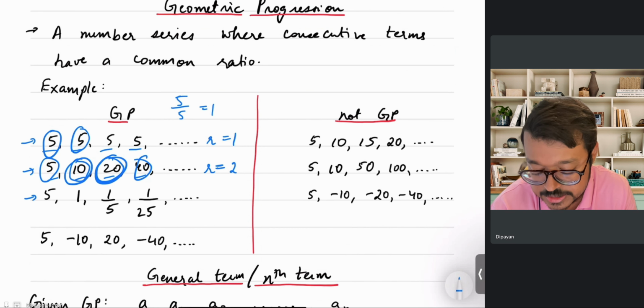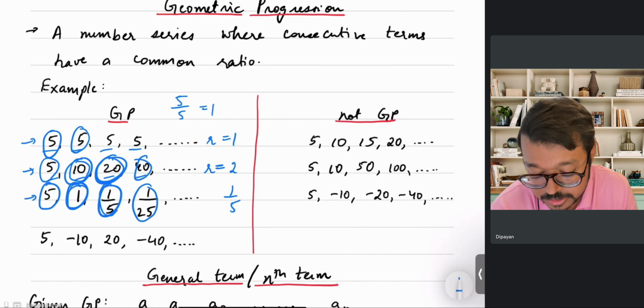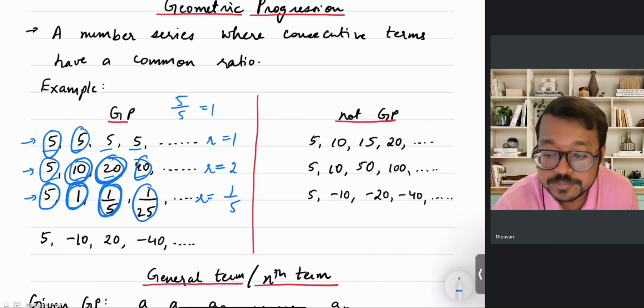Then for the third series, the second term divided by the first term is 1 by 5. Even the third term divided by the second term is 1 by 5. Same with the fourth term divided by the third term. So here I will say the common ratio is 1 by 5.